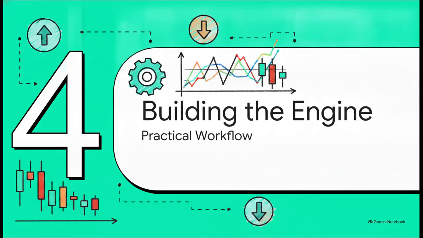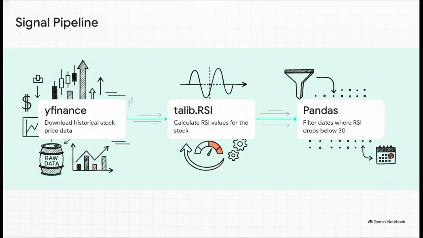Section 4. Building the engine, the practical workflow. Okay, let's tie this all together. Here is our entire data pipeline journey in 3 beautifully simple steps. Step 1. We grab the raw fuel using yfinance. Step 2. We process that fuel into momentum signals using TA-Lib's RSI function.